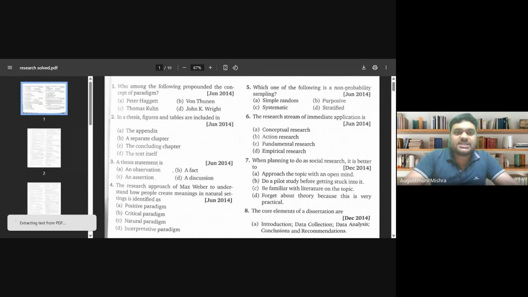Then what will be the answer 7? When planning to do a social research, it is better to, answer 7. Okay, C, that is correct. Be familiar with the literature on the topic. That is correct. Now I'm moving that.